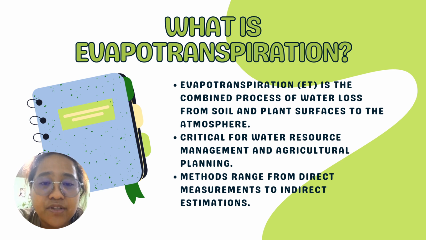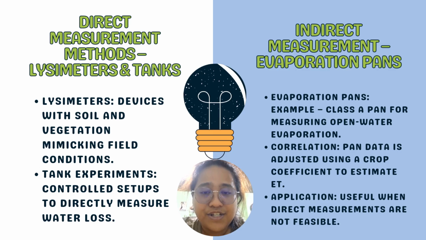So, what is evapotranspiration? Evapotranspiration, or ET, is the combined process of water loss from soil and plant surfaces to the atmosphere, critical for water resource management and agricultural planning. Also, methods range from direct measurements to indirect estimations. So we have direct measurements and indirect measurements here.